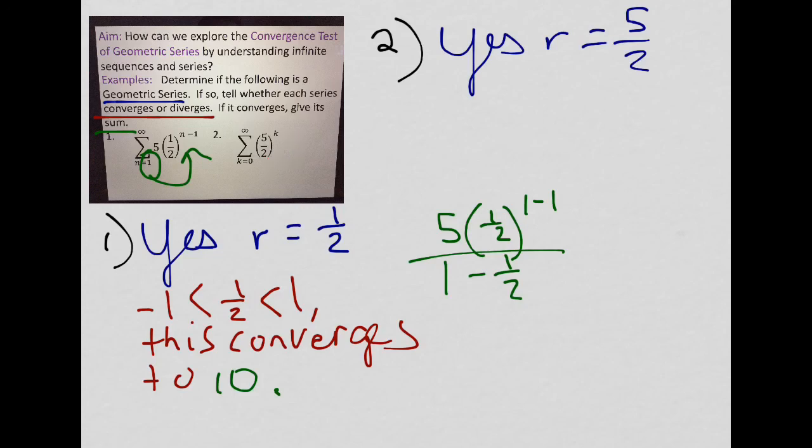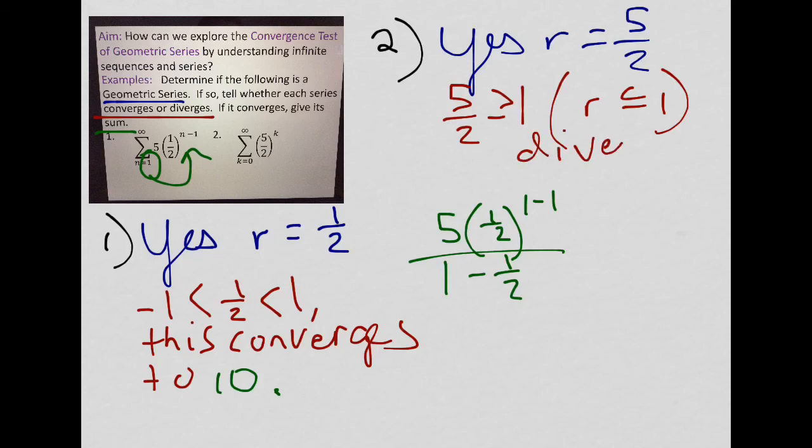All right, now that we know that is true, let's take a look at whether it converges or diverges. If r is greater than or equal to 1, or less than or equal to -1, this means that it diverges, and we do not have a sum.